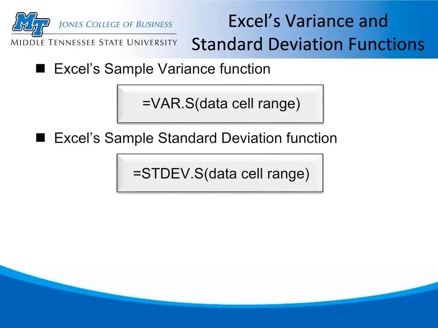The var.s function will get you the variance for the sample, and the stdev.s function will get you the standard deviation for the sample. Inside the parentheses, you just give it the formula for the range of the data that's in Excel. Ordinarily, you use the colon operator. You give it the cell where it starts, colon, give it the cell where it ends, and that's the range.